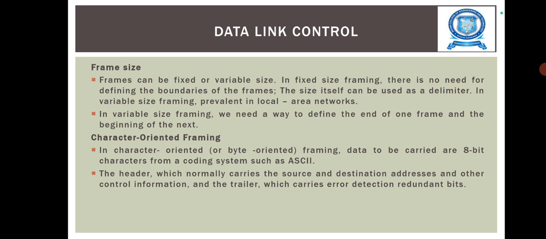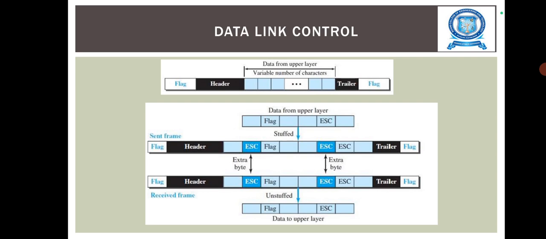Next, we are going to see character-oriented framing. The data to be carried are 8-bit characters from a coding system such as ASCII. The header normally carries the source and destination addresses and other control information, and the trailer carries error detection redundant bits.